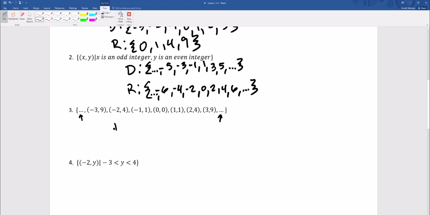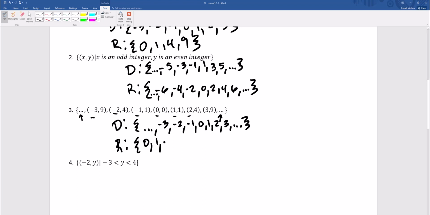So for my domain, what are my x values? -3, -2, -1, 0, 1, 2. Okay, so it's just counting. So we just establish a pattern, and then you can do ... And then my range looks like it's 0, 1, 4, 9. So it looks like there's some pattern here going on. So 0, 1, 4, 9.